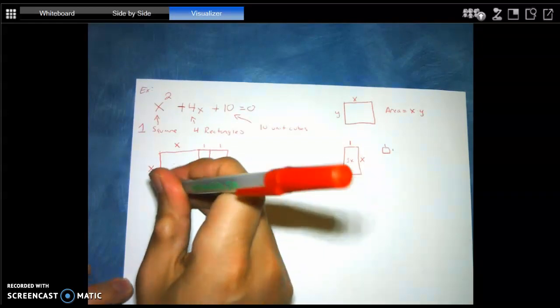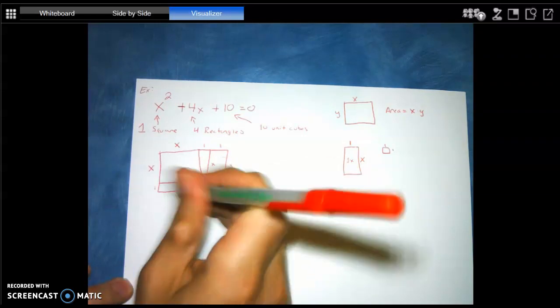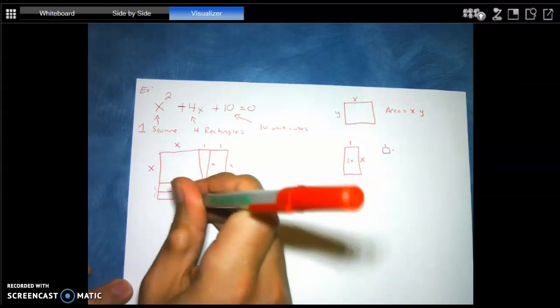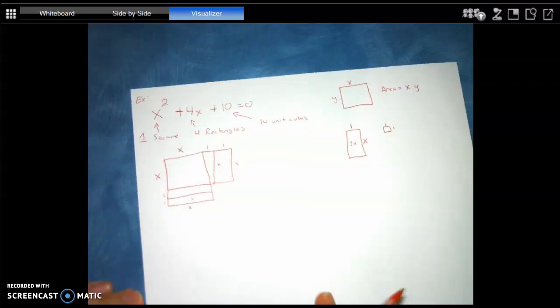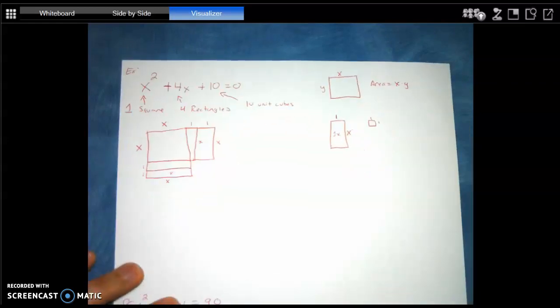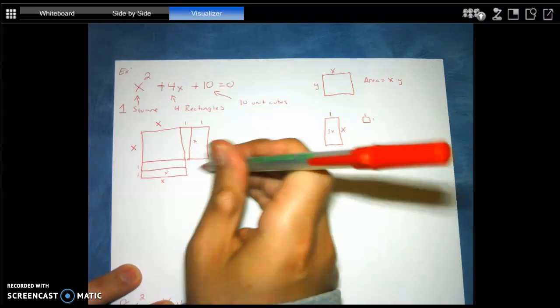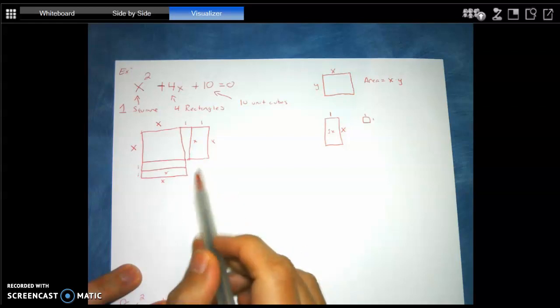Then I draw a rectangle down here. This one looks a little bit better. 1 by x. And then a rectangle down here, 1 by x. Now, hence the name, in order to complete the square, I need to fill in this area right here. So I think to myself, how many of the little cubes do I need in order to fill in that area right there?